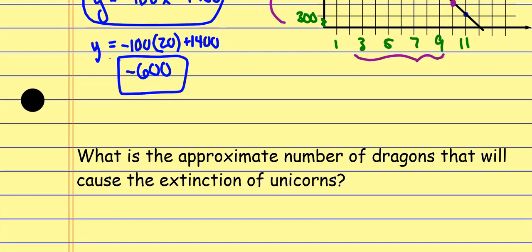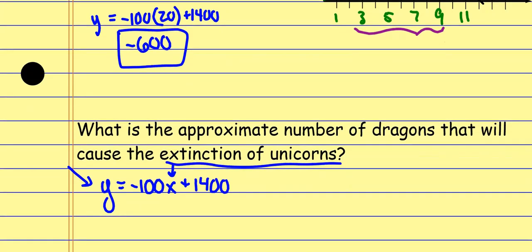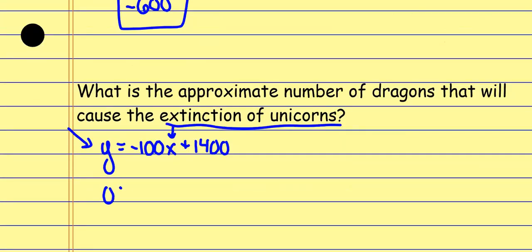What's the approximate number of dragons that will cause the extinction of the unicorns, right? So again, here was my prediction equation. Well, we just have to think about what each of these things represents, right? y is the number of unicorns. So this is the number of unicorns. And x is the number of dragons. So extinction of the unicorns would be a y value of 0. So I plug a 0 in here. It's asking me for the x-intercept. Okay? And so now I can solve this thing.